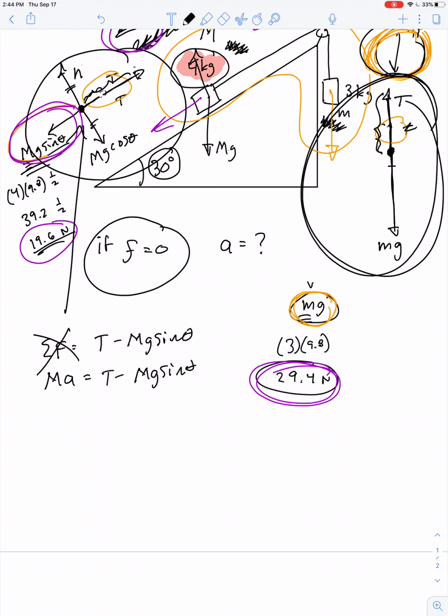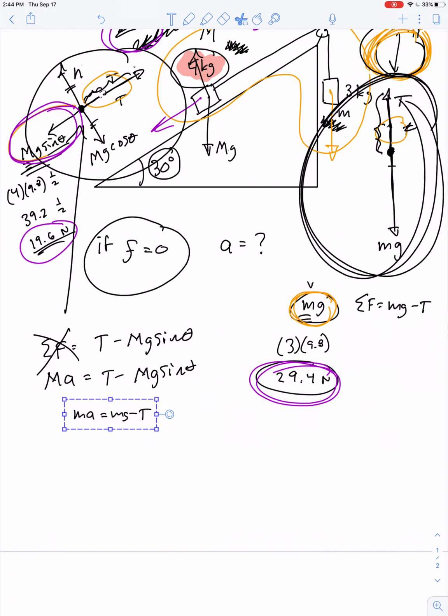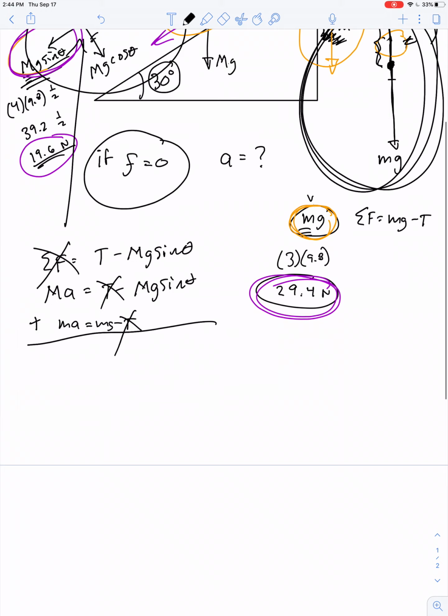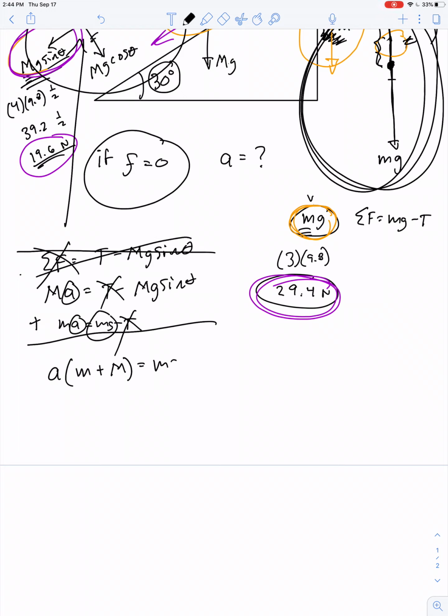Okay, from this free body diagram, it looks like the net force would be equal to mg minus T. We replace net force with ma. And if I take this expression, move it over here, I can add these two equations, and then the positive T and the negative T cancel out. There's going to be a common value of a that can be factored out. So a times little m plus big M is equal to, what are we left with? Little mg minus big Mg sine theta.